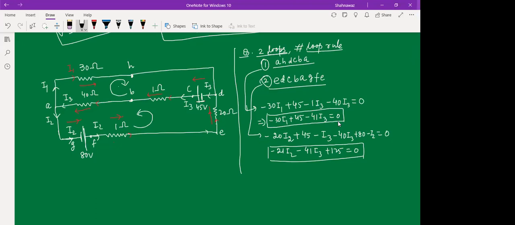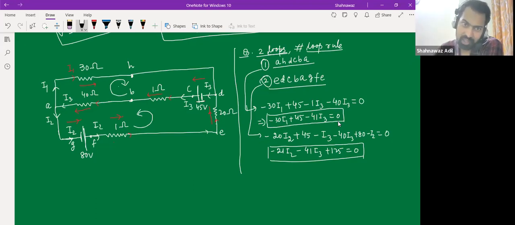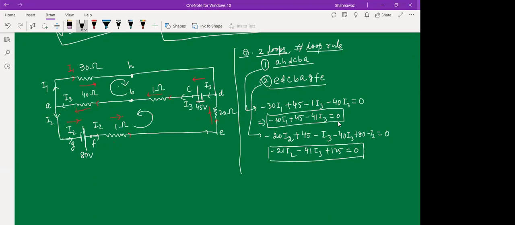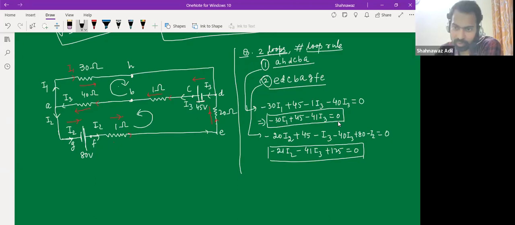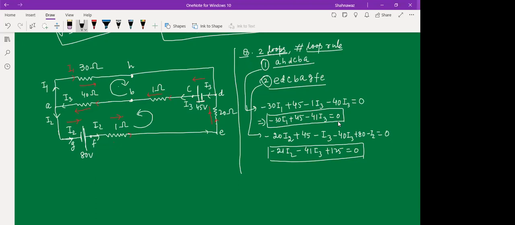How many equations do we have? Two equations. And how many unknowns do we have? See the circuit and tell me how many unknowns we have. Three unknowns, right? I1, I2, I3. So to solve three unknowns, how many equations do we need?